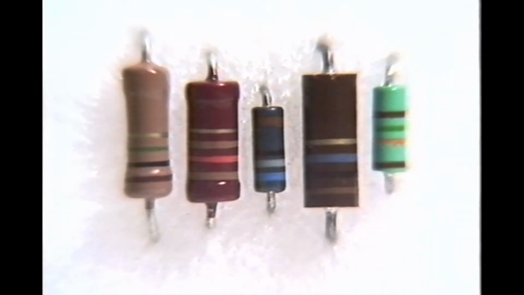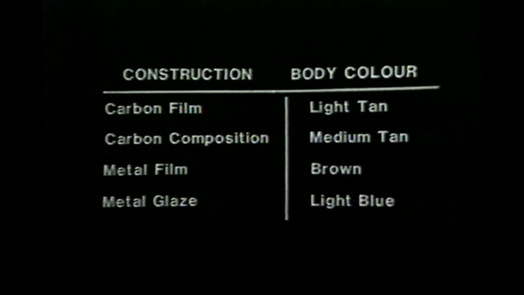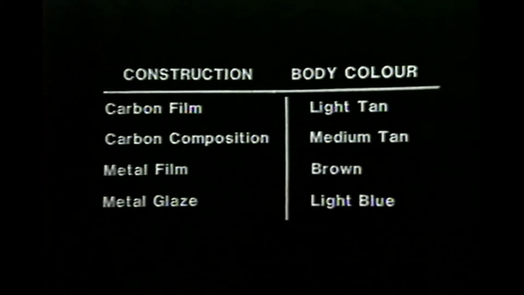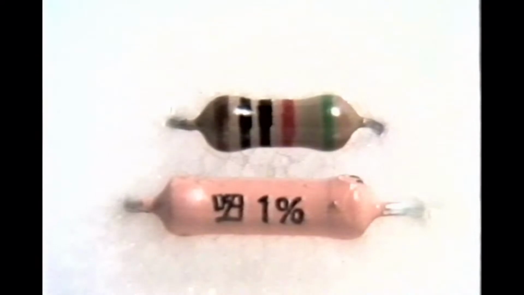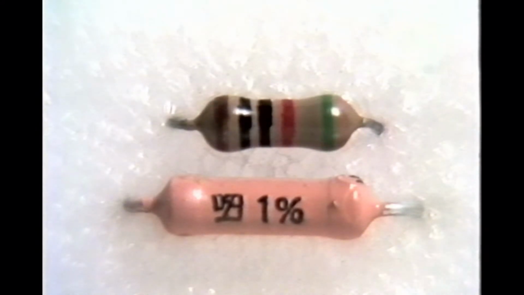The colour of the resistor body is used by most manufacturers as a means of indicating the type of resistor. Carbon film resistors have a very light tan body, while carbon composition have a somewhat darker medium tan colour. Metal film resistors have a brown body colour. The metal glazed types employ a light blue colouring. The high stability 1 and 2% types can be distinguished by the salmon pink body colouring, or fifth coloured band.